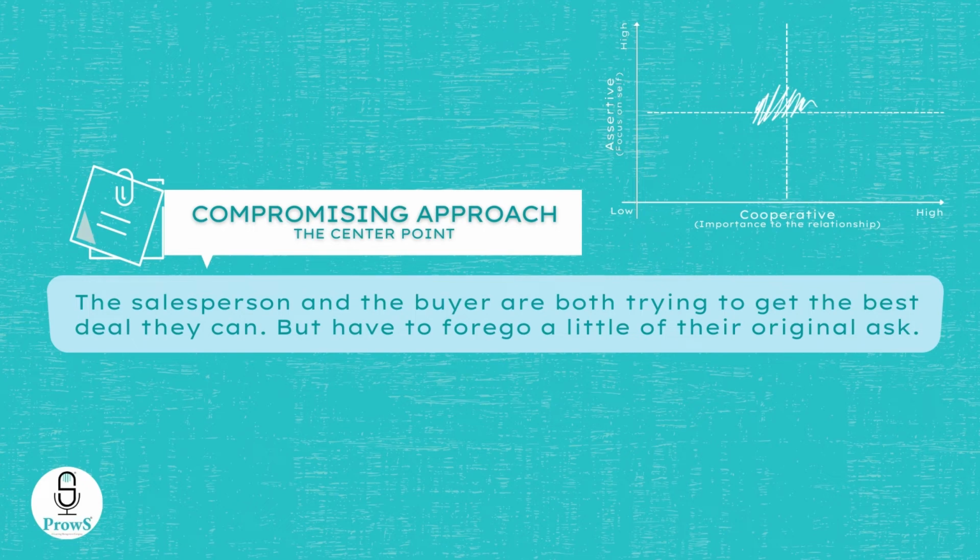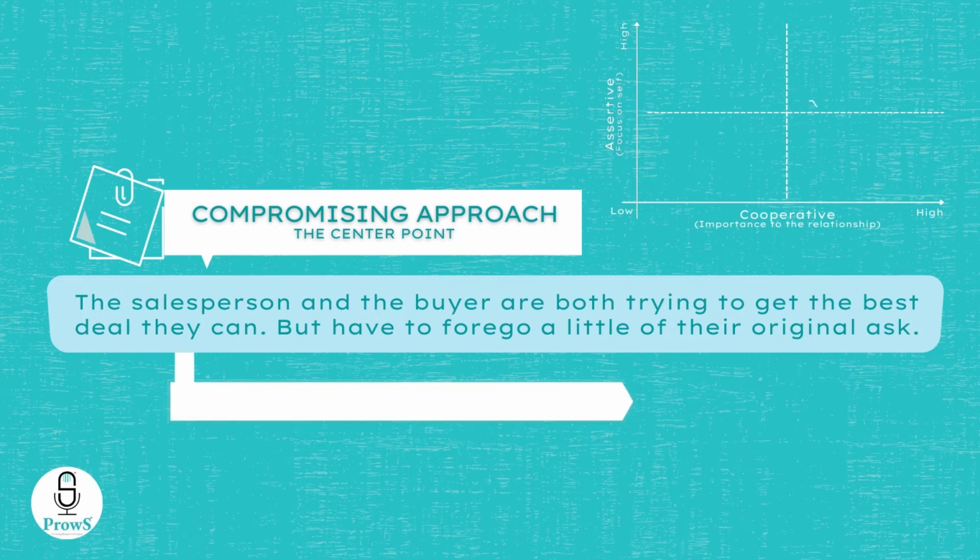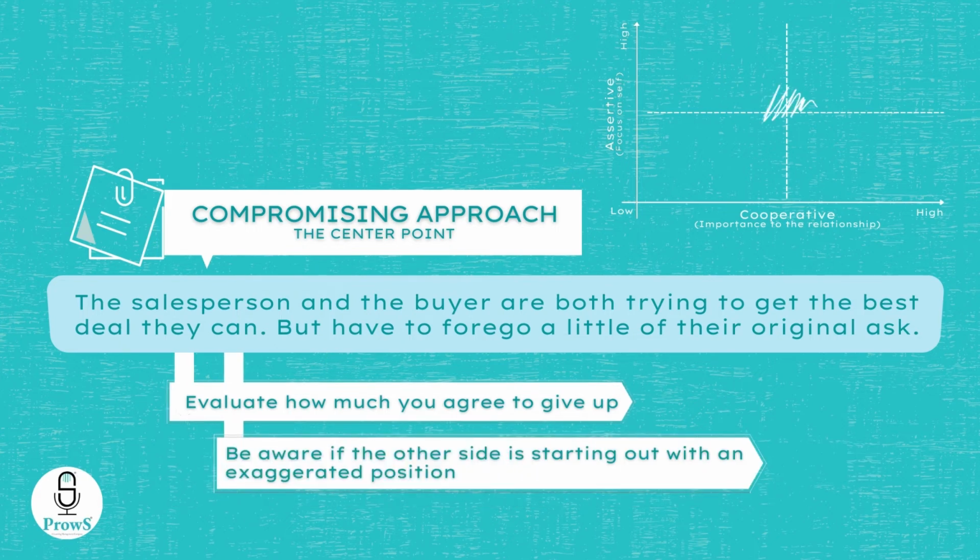Also notice that none of them are trying to assert their position, but rather trying to honor the other person's ask as best as they can. Two things to keep in mind when you're going with the compromising approach are: one, evaluate how much you agree to give up and that you don't give up anything that you can't do without. And second, be aware if the other side is starting out with an exaggerated position.